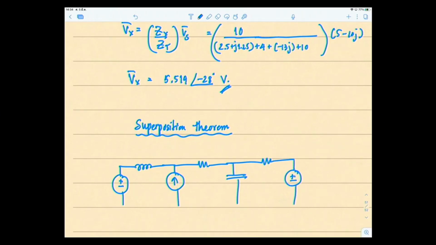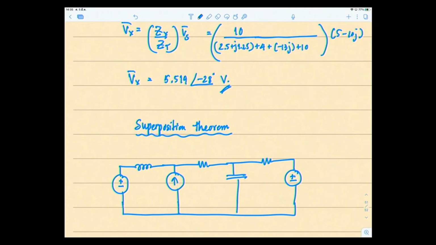Just to remind you, superposition theorem is for when you have a circuit with more than one source. The way to apply it is that you activate one source only, and you turn off the other sources. If the other source is a voltage source, you short it. If it's a current source, you open it. Then you solve your problem with that particular source that you activate only. When you get the answer, keep it first.